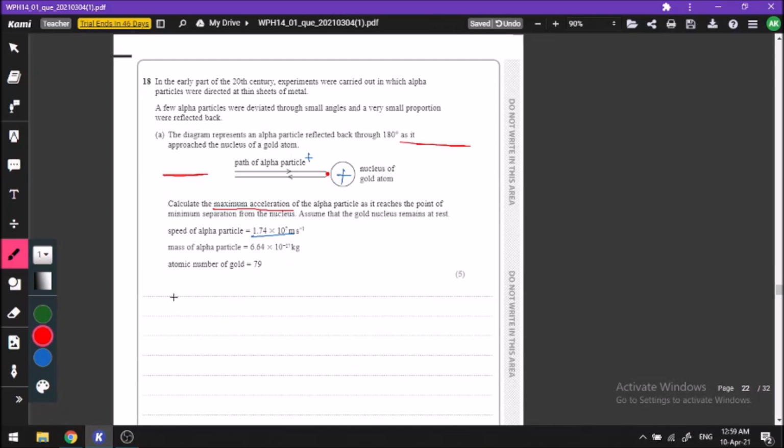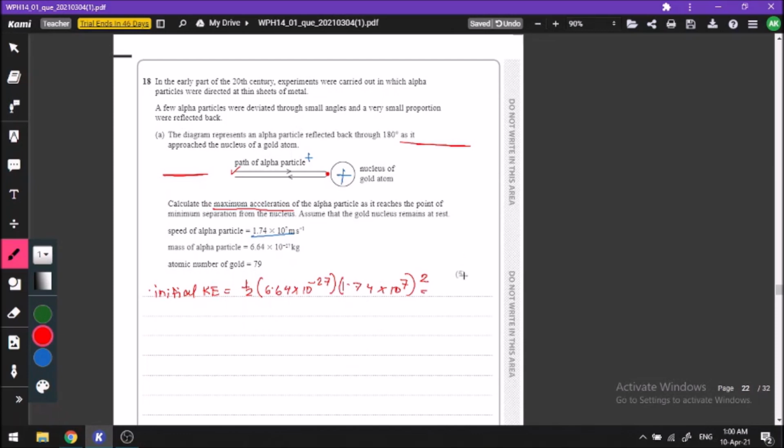Okay. So let us first find out how much kinetic energy this alpha particle initially had. So initial kinetic energy. Okay, I like to make points like this, like 1, 2, 3, 4, 5. So initial kinetic energy is equal to half mv square. I'm not writing the equation, you should write the equation though. Half mv square, m is 6.64 times 10 to the power minus 27, v square, that is 1.74 times 10 raised to the power 7, squared.